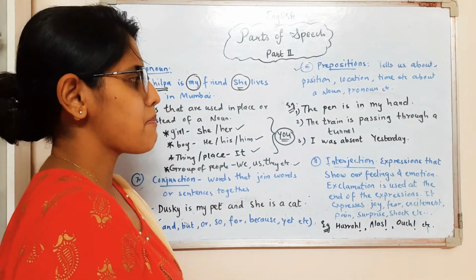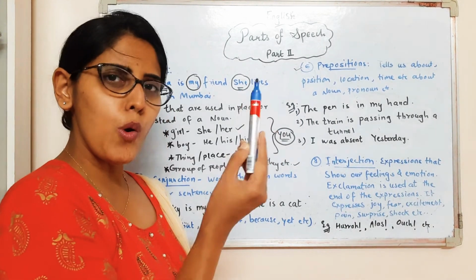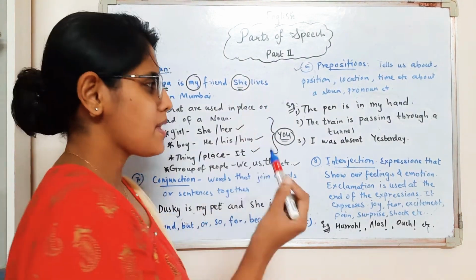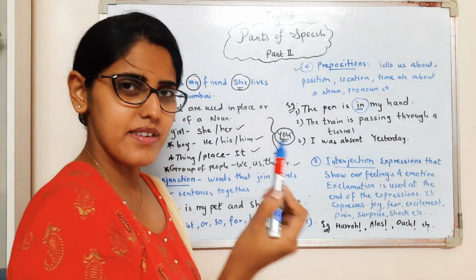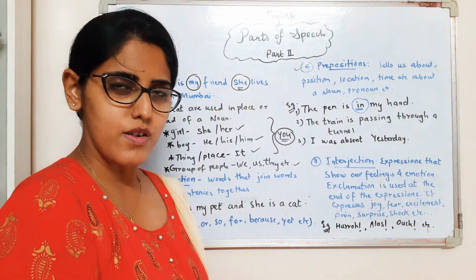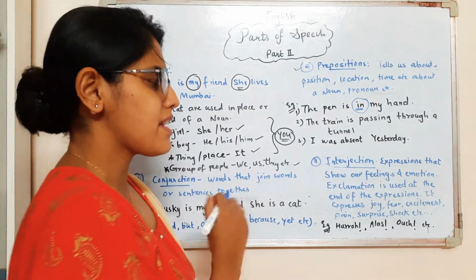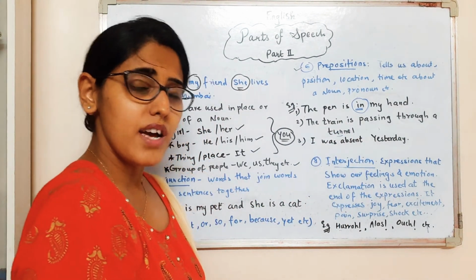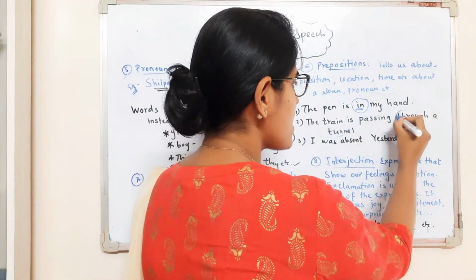I have written some examples over here. The first example is the pen. Now here I am holding a pen. It tells the position of this pen, that where is the pen? The pen is in my hand. It's in the hand. Second example, the train is passing through a tunnel. Here we are talking about the passing of the train, and we also know that where it is. The location is that it's in a tunnel, but where, at which exact position it is through a tunnel.